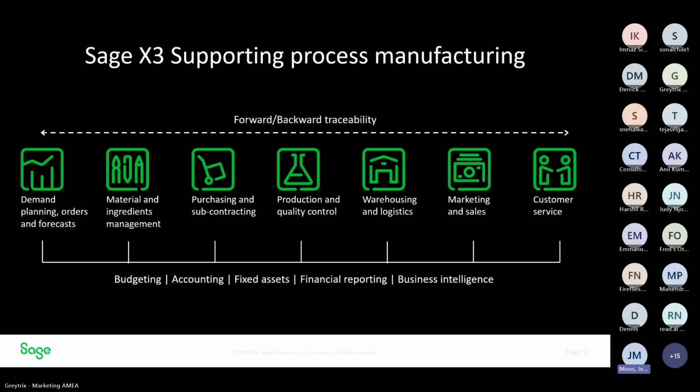So this is going to give you an example of what's available in the core product when we select manufacturing on Sage X3. There is demand planning, orders, and forecasting. We do have an element of MRP, so we are able to trigger off notifications, and we're able to track and trace where those orders are and when we're expecting those shipments.